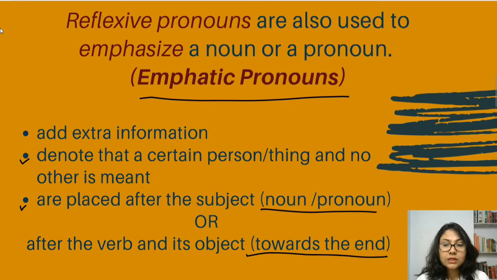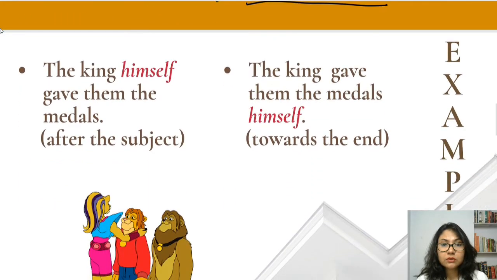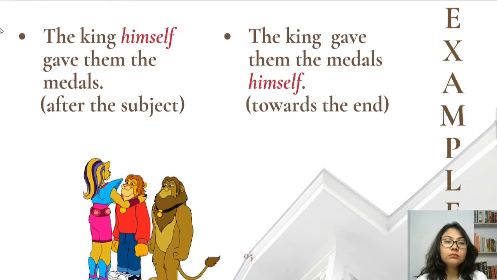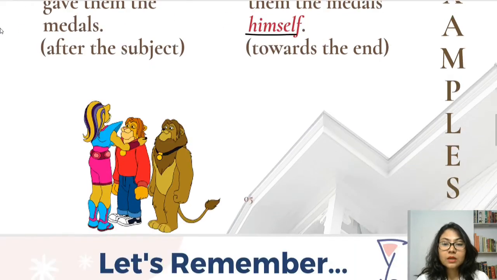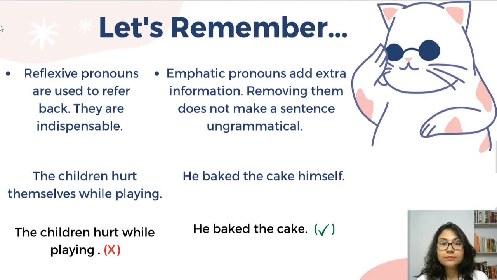Now, let's look at a few examples so that you get a clearer picture. The king himself gave them the medals. Himself is placed after the subject. That's the king. The king gave them the medals himself. See, it's placed towards the end, isn't it? After the verb and its object. Clear? Great. Now let's go into the next slide.